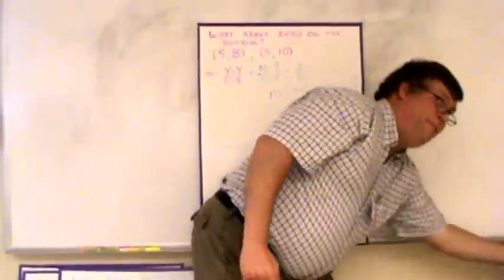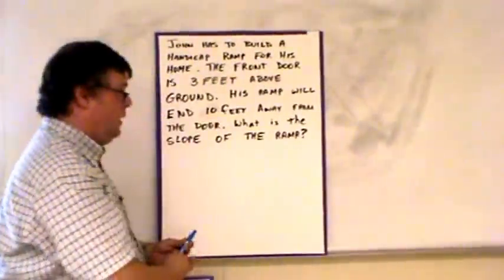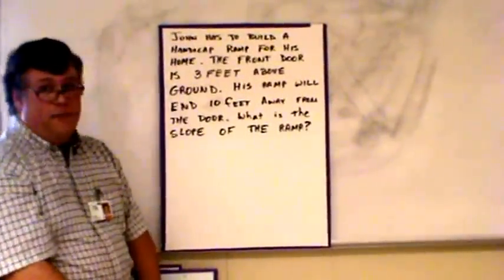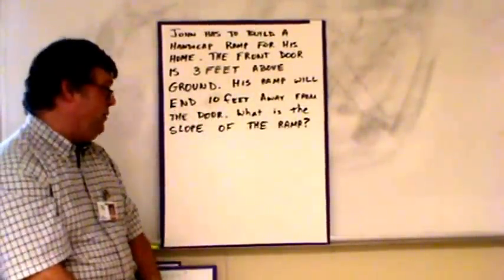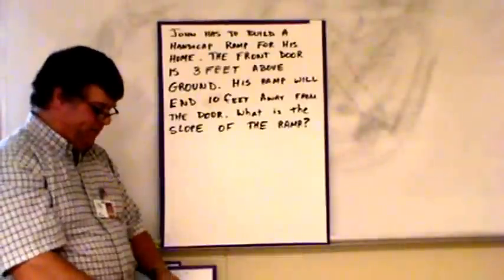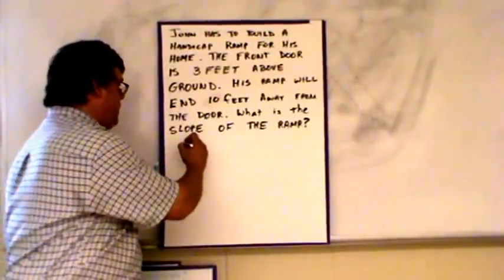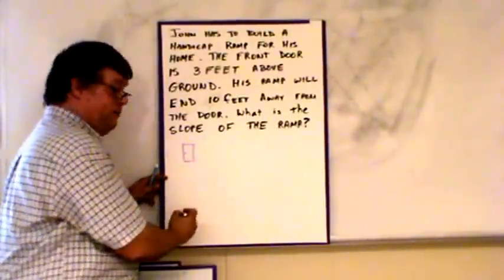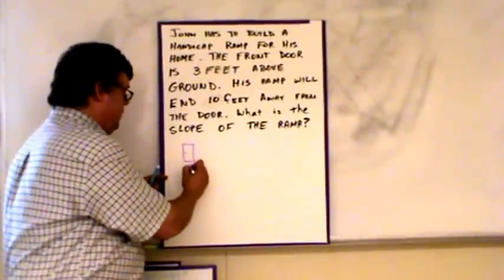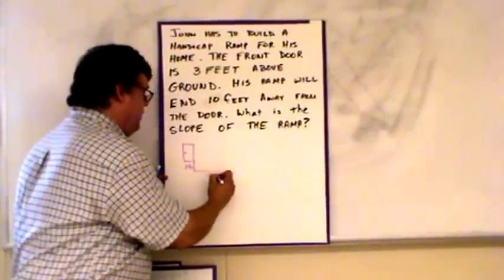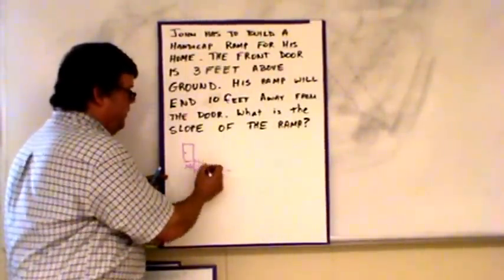Let's take a look at a real world problem. John has to build a handicap ramp for his home. The front door is 3 feet above ground. His ramp will end 10 feet away from the door. What is the slope of the ramp? I find it's helpful to use the draw a picture method of solving this. Here we have our little door, and it is 3 feet above the ground. The ramp ends 10 feet away from the door. So we're looking for the slope of this line.